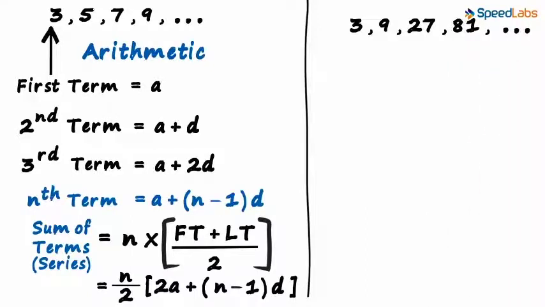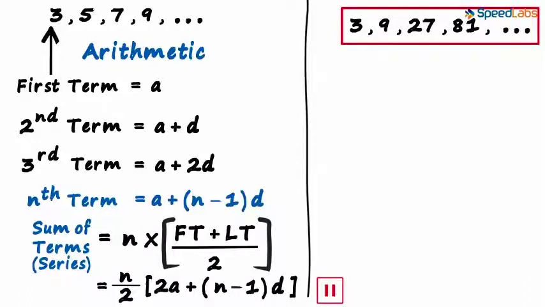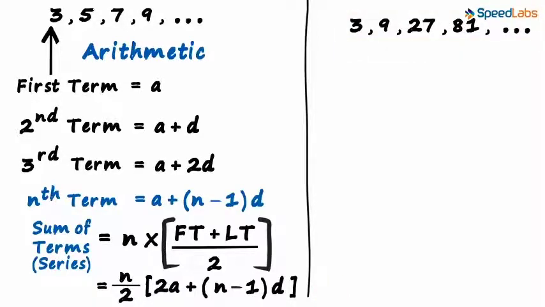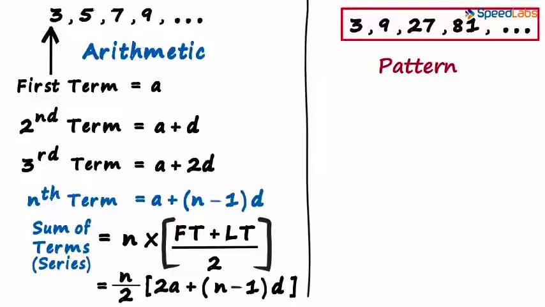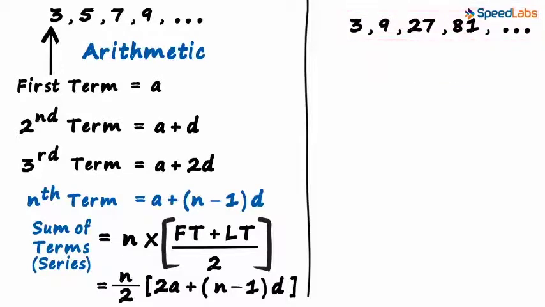Pause the video and think about whether this is a sequence or not. Okay, some of you would have assumed that as the difference between 2 consecutive terms is not constant, this is probably not a sequence. Don't forget the definition of a sequence. It is simply a set of numbers which have some pattern. And the pattern can be anything. Did you spot a pattern here?